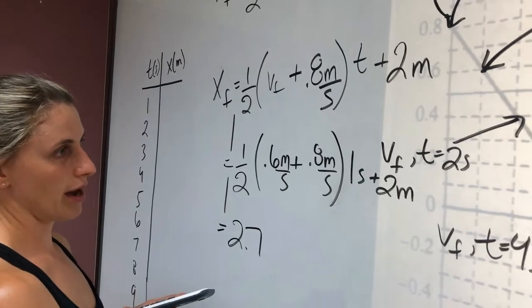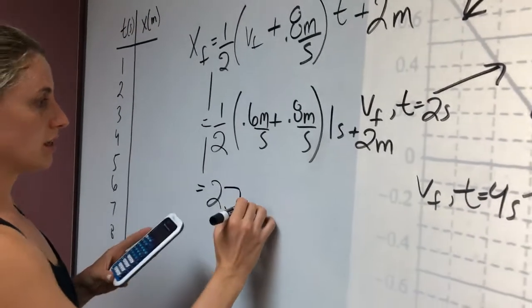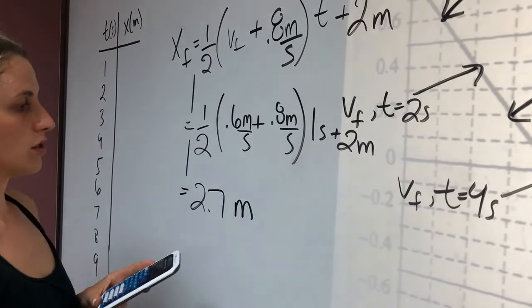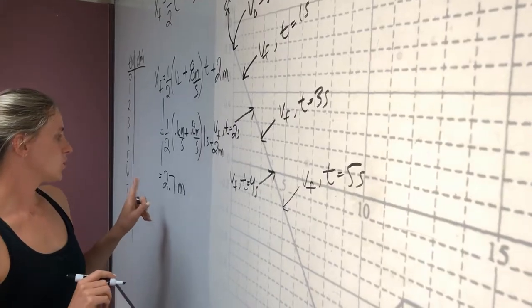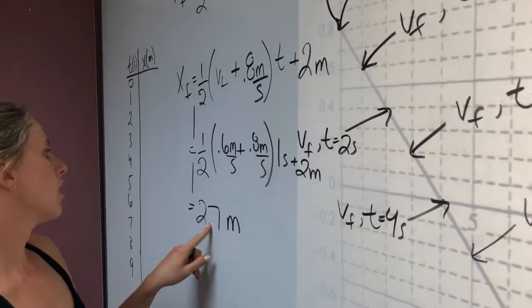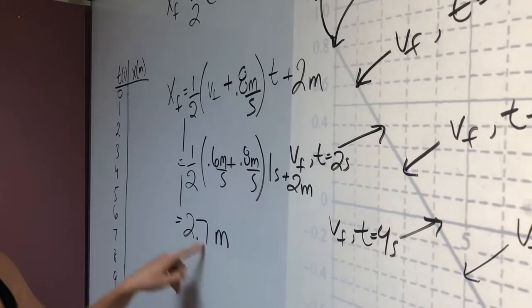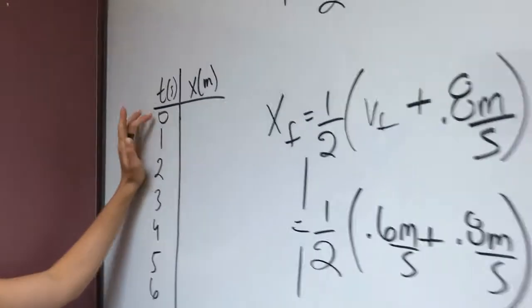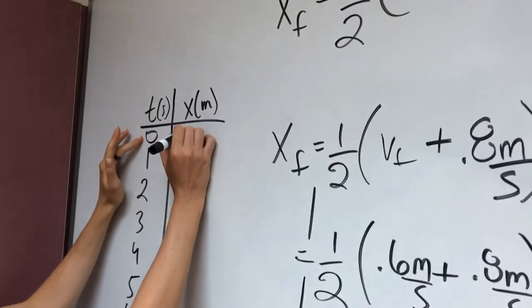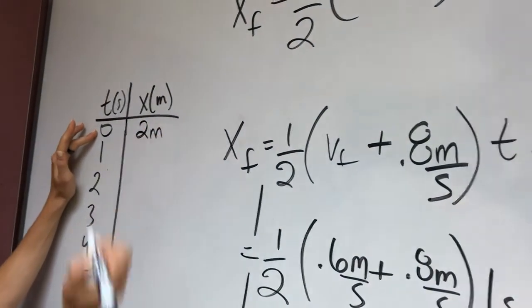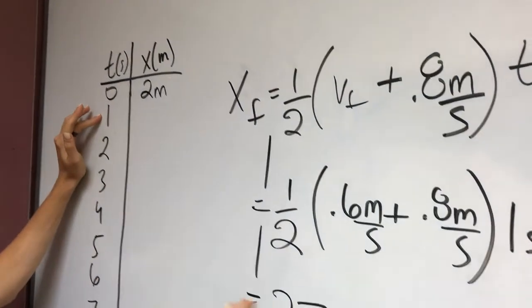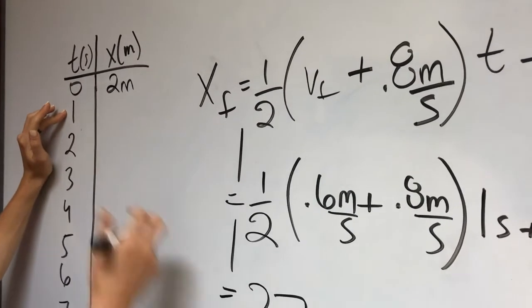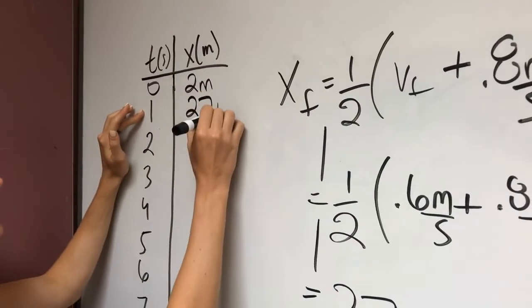I know I'm talking about meters here because we're talking about position. So I'm going to put meters right there. So we've just gotten this answer. We want to transfer this answer to our t-chart. We know at time equals 0 seconds, position was 2 meters. It gave us that in the question. And then after 1 second, we are at 2.7 meters.